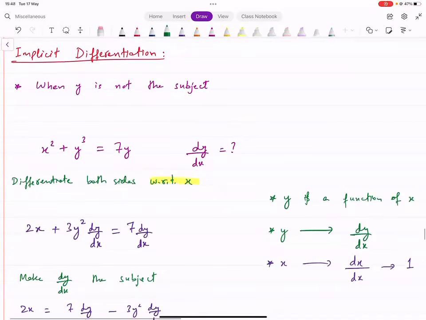So for example, you could have something like this: x squared plus y cubed equals 7y. You don't have y as the subject here. And what you want is to find dy by dx. आपको dy by dx find करना है, derivative of y with respect to x.